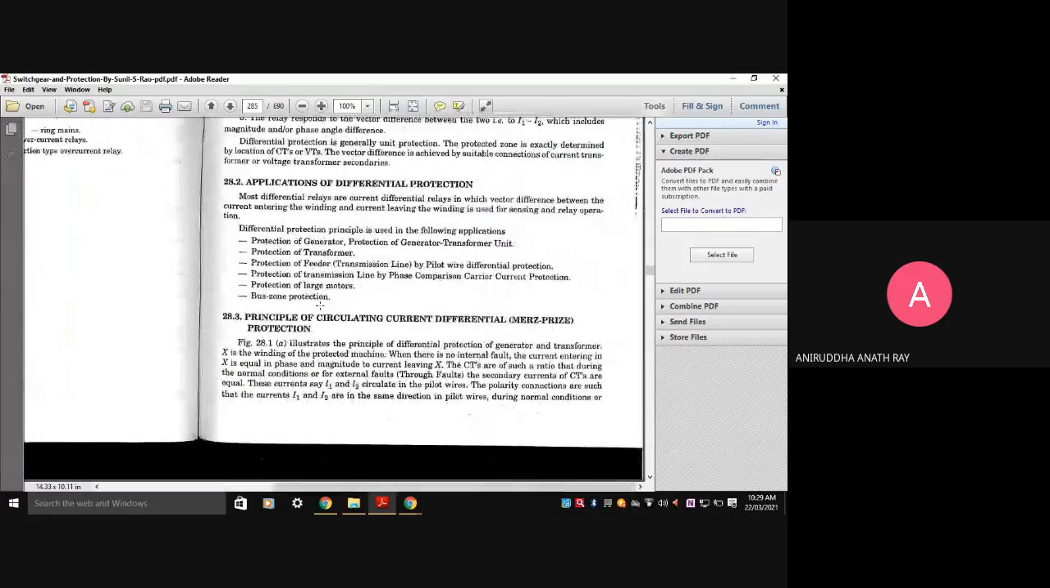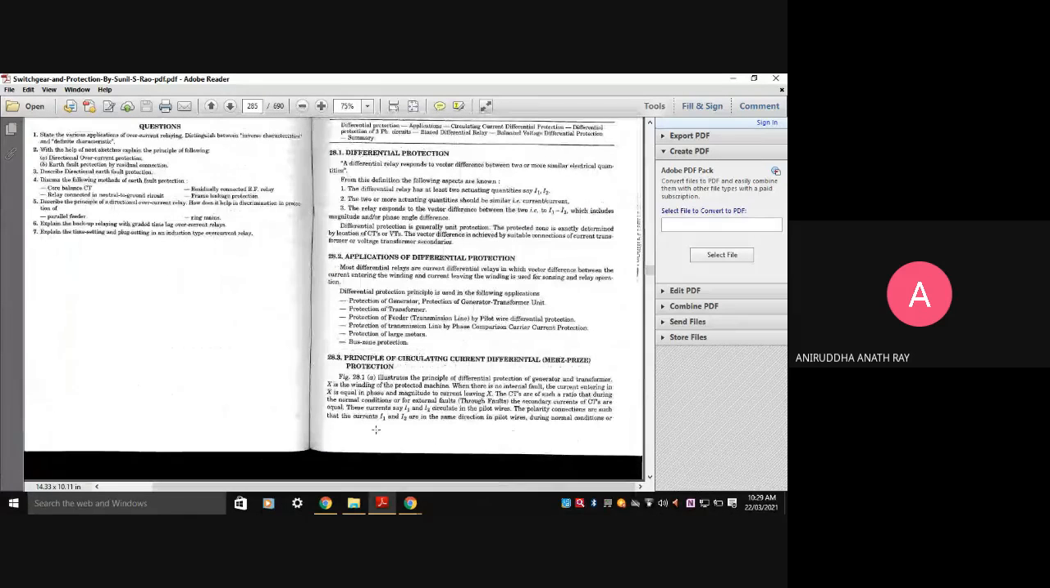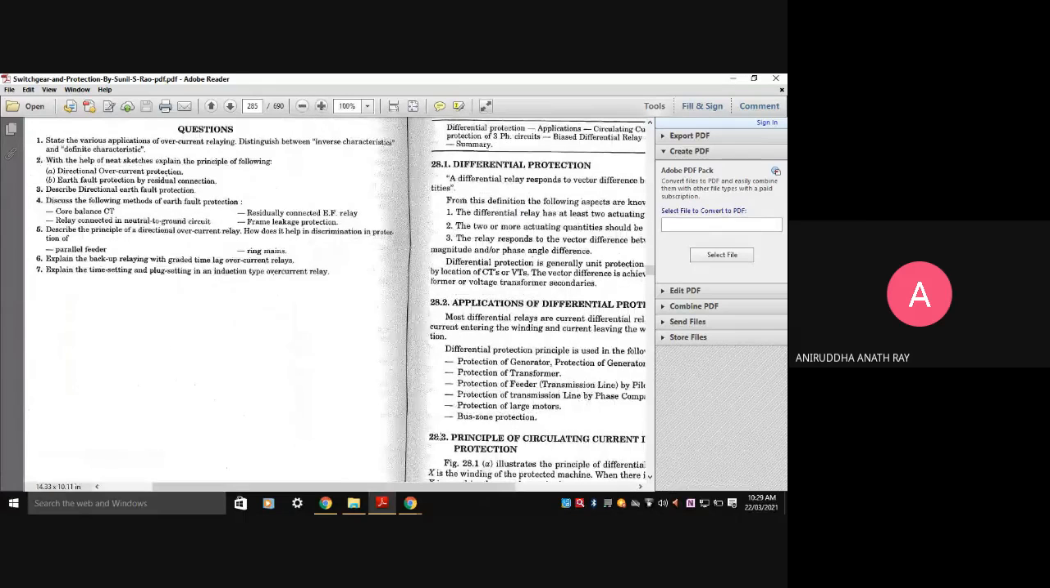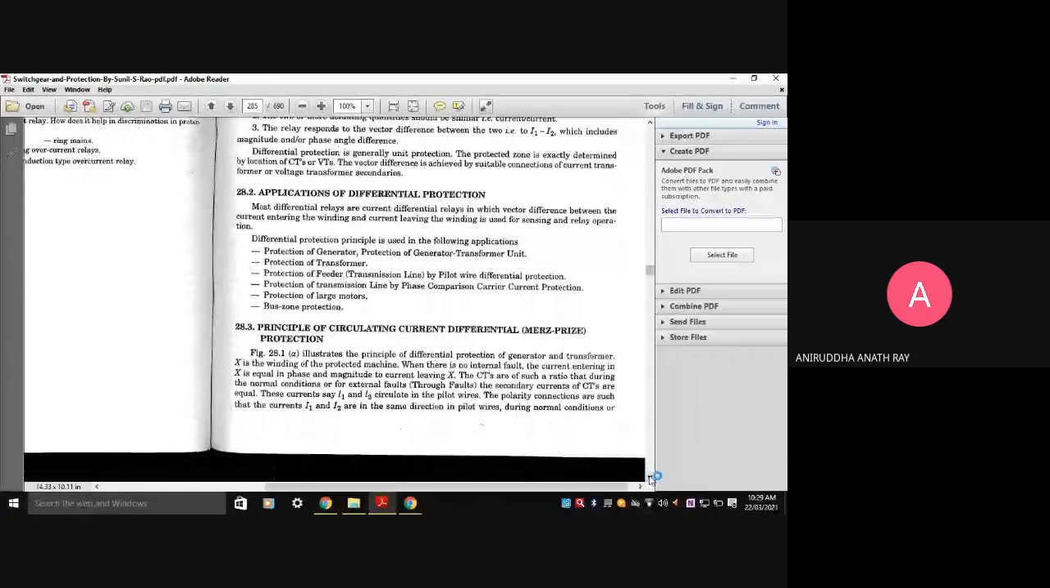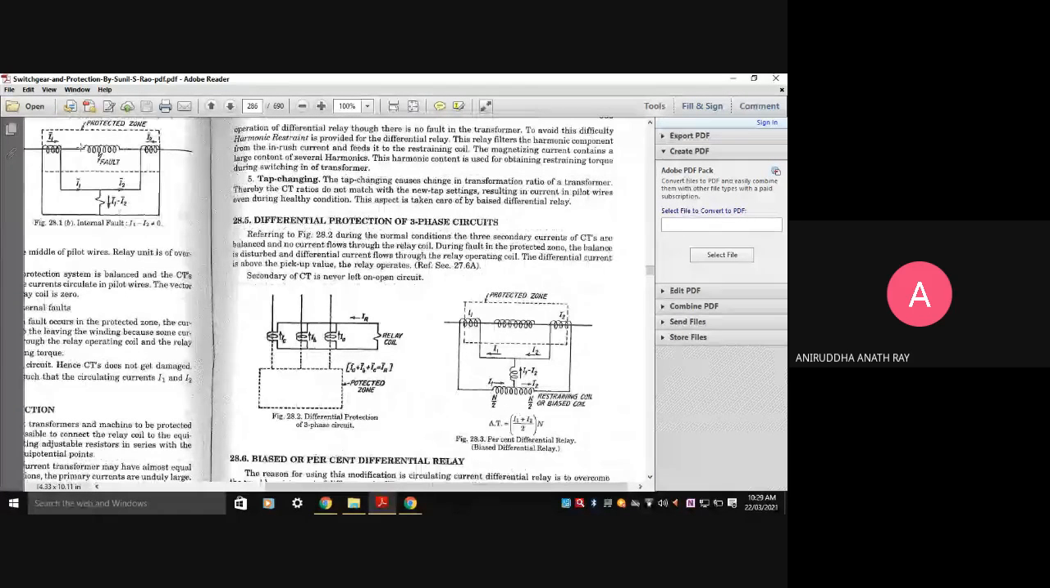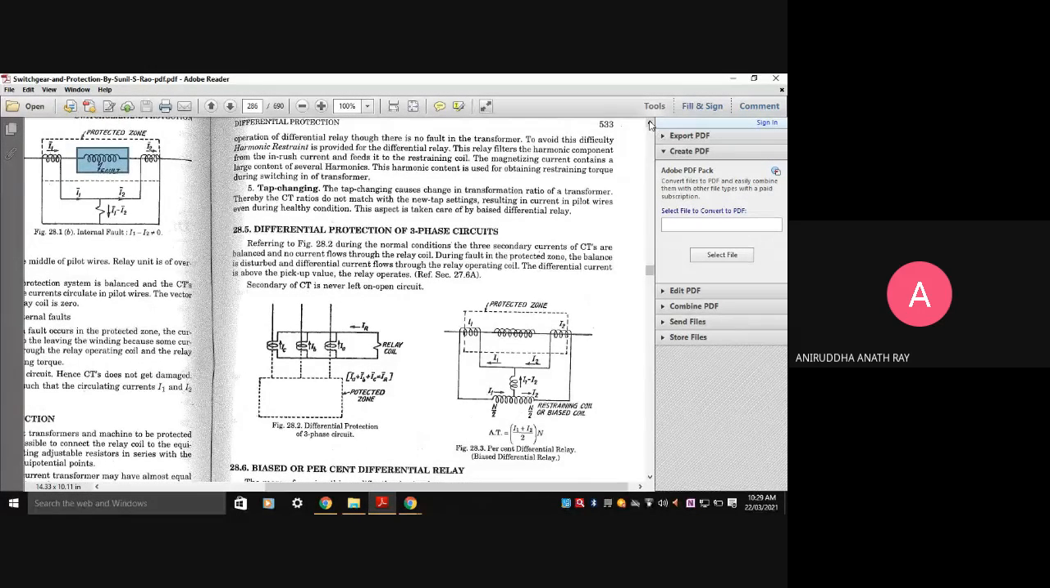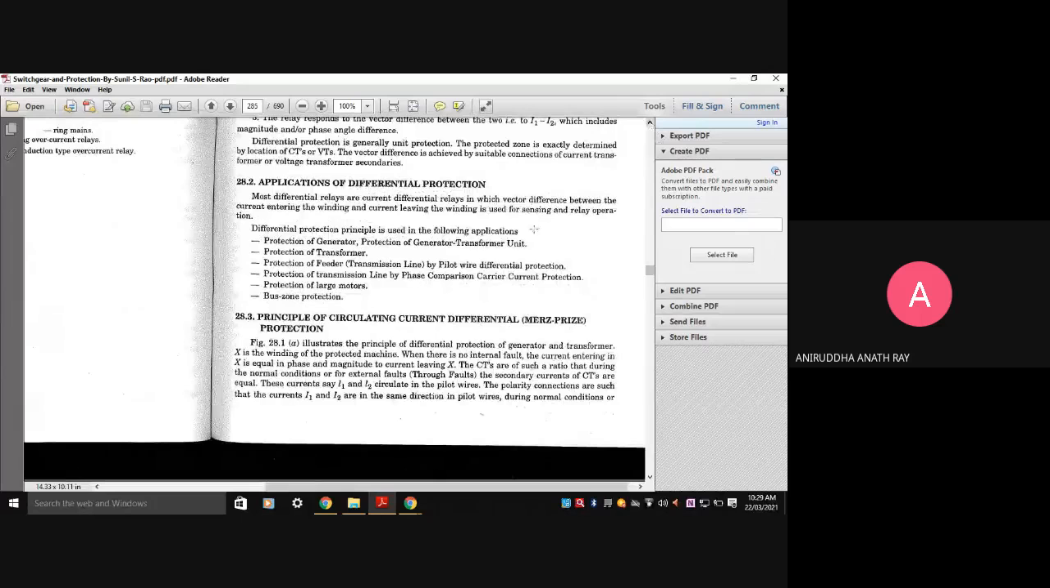Let us try to understand. Where X is the winding of the protected machine. You can see over here that X is the winding of the main protected machine. Basically, when there is no internal fault, the current entering the protected winding, labeled X over there, is equal in phase and magnitude to the current leaving the protected winding X.